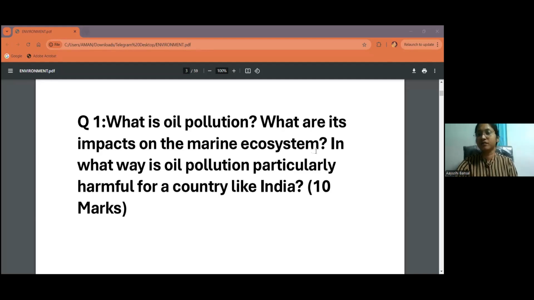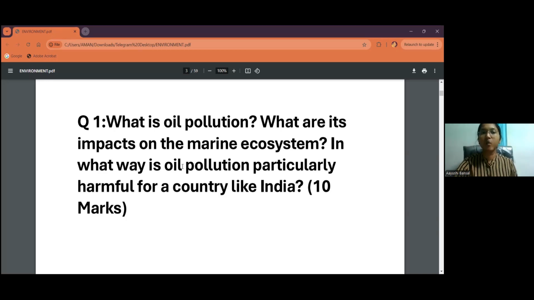Marine ecosystem. Now you have to know what an ecosystem is. When we start with our environment syllabus, the first thing we study about is ecosystem. Now, ecosystem talks about both living and non-living components of an environment, right? If we go back to our prelims, the definition of ecosystem talks about both living and non-living aspects. So we have to talk about both of them.